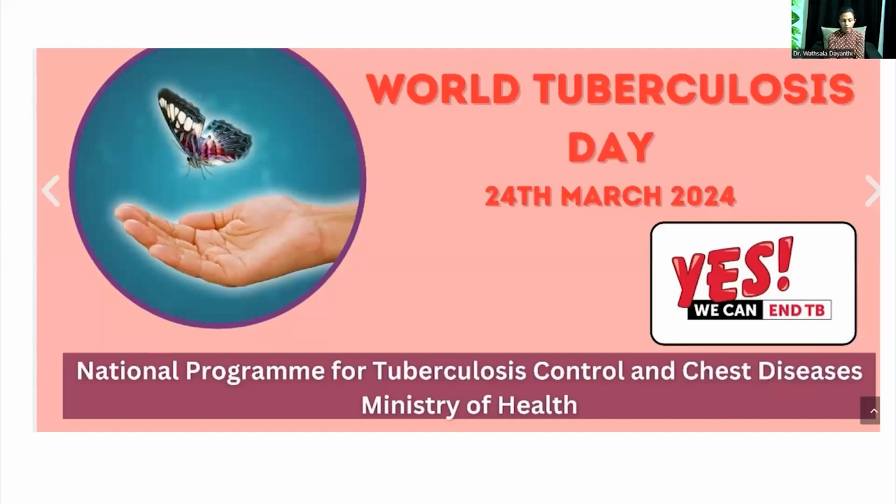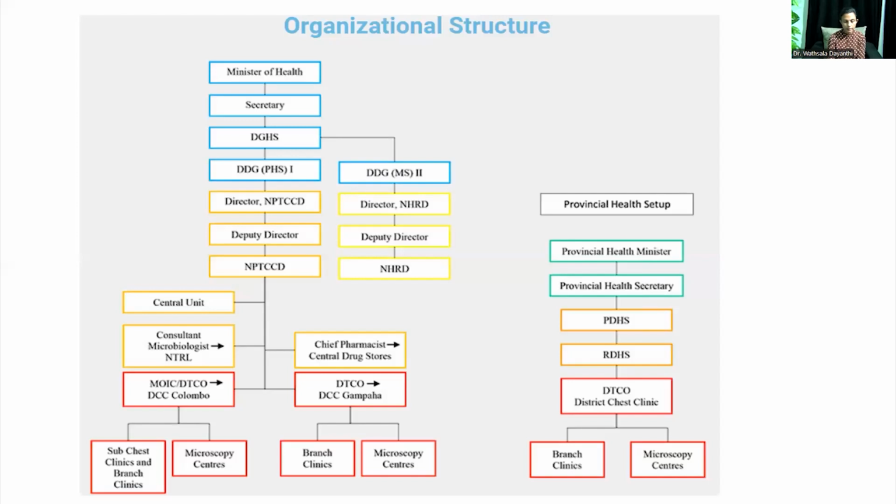As I said, the National Program for Tuberculosis Control and Chest Diseases in the Ministry of Health is the institution responsible for tuberculosis control in Sri Lanka. The National Tuberculosis Reference Laboratory, where I work, is under the NPTCCD. This is the organizational structure of the NPTCCD, which comes under the DDG Public Health Services. The National Tuberculosis Reference Laboratory, Gampaha Chest Clinic and Colombo Chest Clinic come directly under the program, whereas the other 26 district chest clinics, dispersed all over the island, come under the provincial health PDHS and the relevant RDHS.